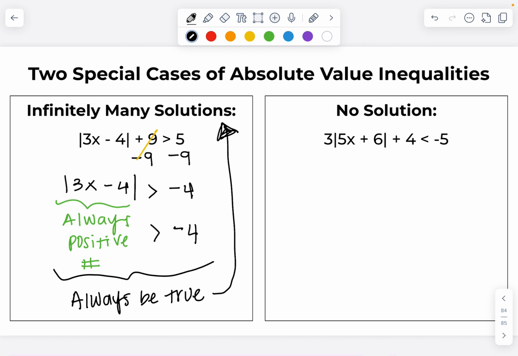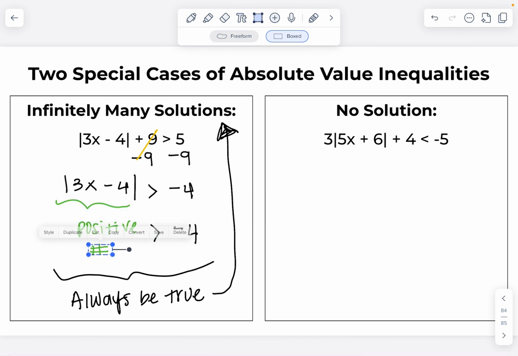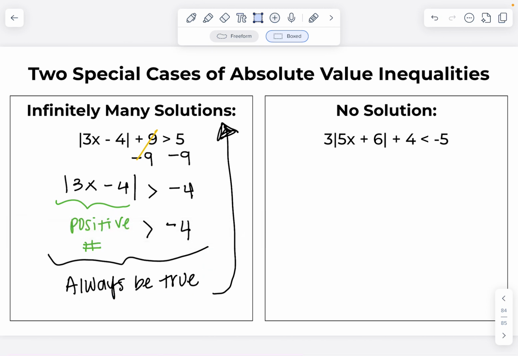So remember, when I think infinitely many solutions, the way I can write that in interval notation is by doing negative infinity to infinity. And I am moving this up so I have room to write that. So here, infinitely many solutions again. Remember, I write that in interval notation as negative infinity to infinity.